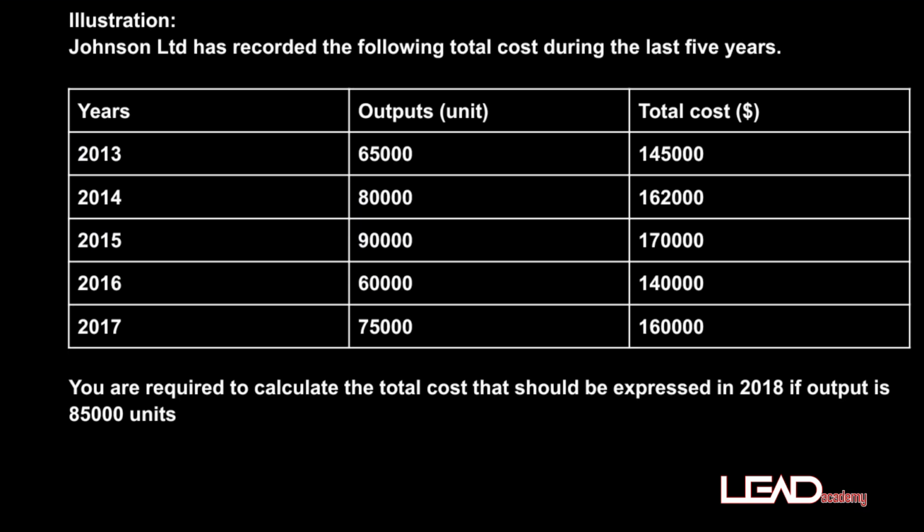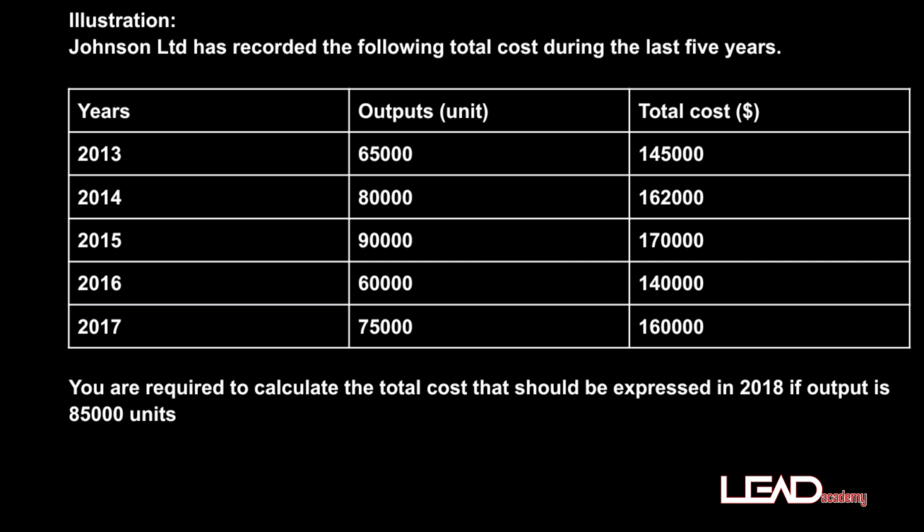For better understanding, we'll be solving a question on cost estimation using the high and low method. This is a record of Johnson's Limited. This record was for just 5 years, starting from 2013, 2014, 2015, 2016, 2017. In 2013, he had an output of 65,000 units. The total cost he incurred to produce the 65,000 units was 145,000.